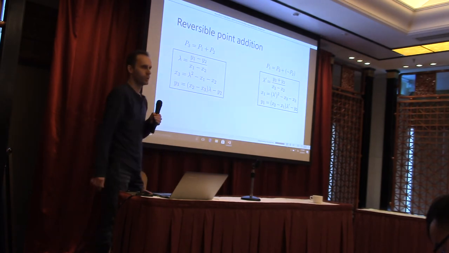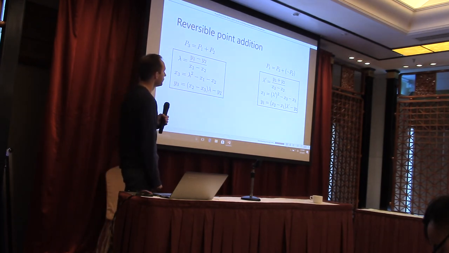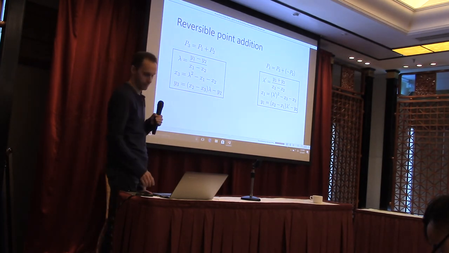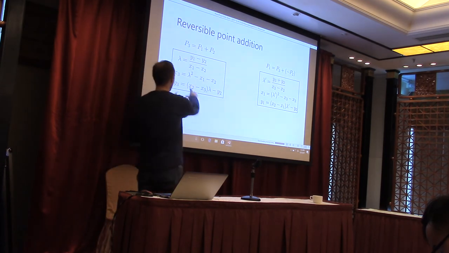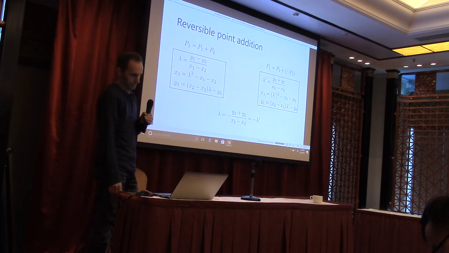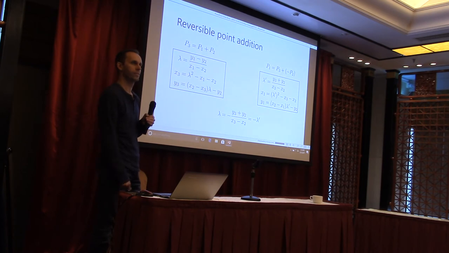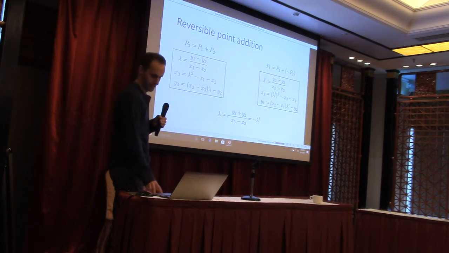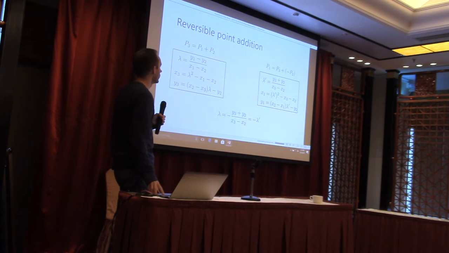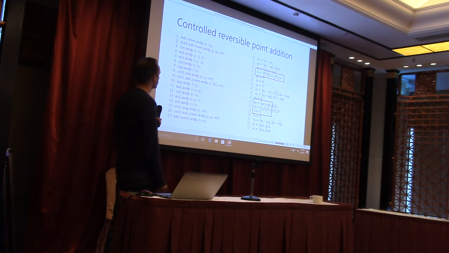If you draw the chord-and-tangent rule for adding two points on an elliptic curve, you get exactly this lambda. And then you get the other one over there. If you take this one, or a bad formula, and solve it for lambda, you will see that this lambda is actually the negative of the one going back. This is not very surprising, and many people have probably seen this before. But this is also what Proos and Zalka used in their paper, and it is a smarter way to clean up garbage.